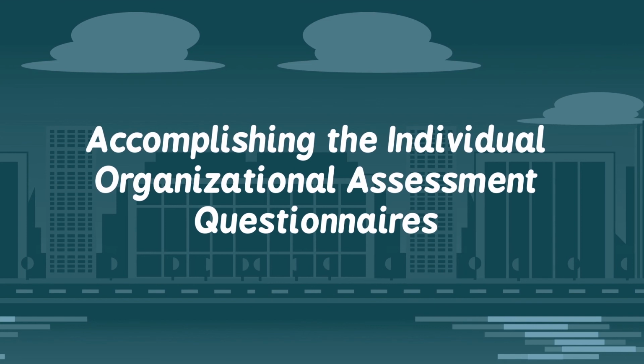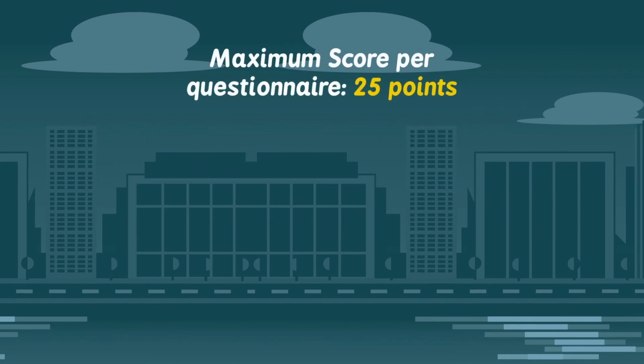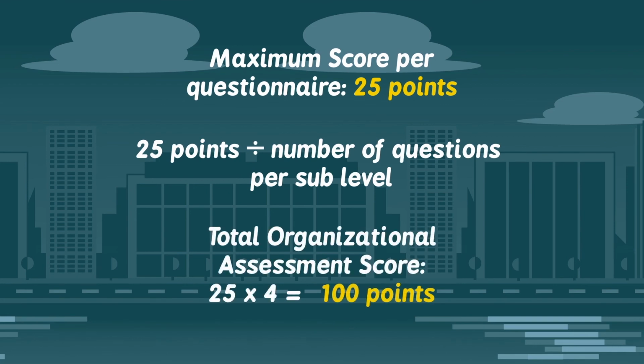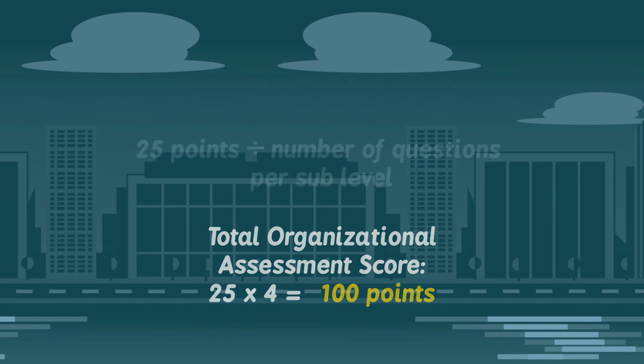There are 4 sets of GMEF organizational questionnaires representing each entry point. Each has a maximum score of 25 points, divided by the number of questions per sublevel. The 4 organizational assessment questionnaires will yield a maximum score of 100 points. The questionnaire contains the following columns.